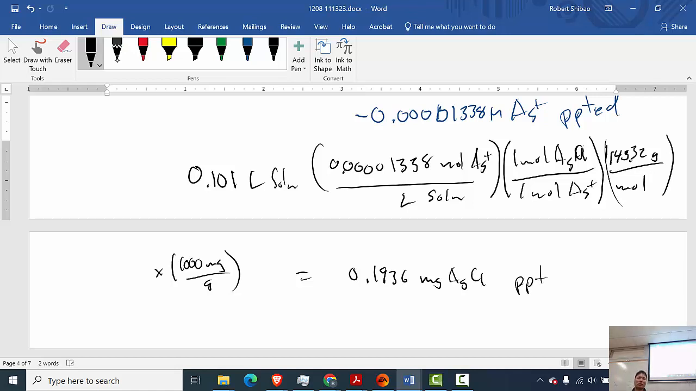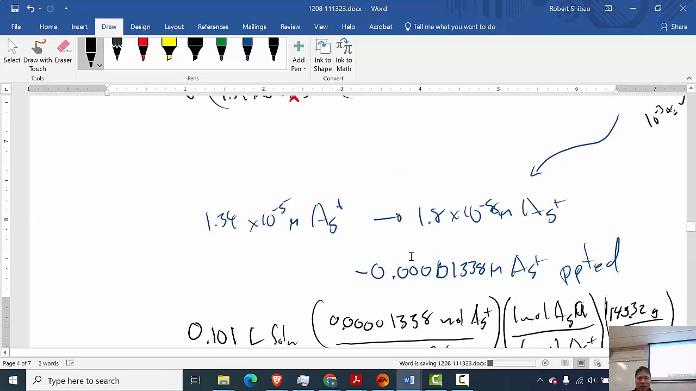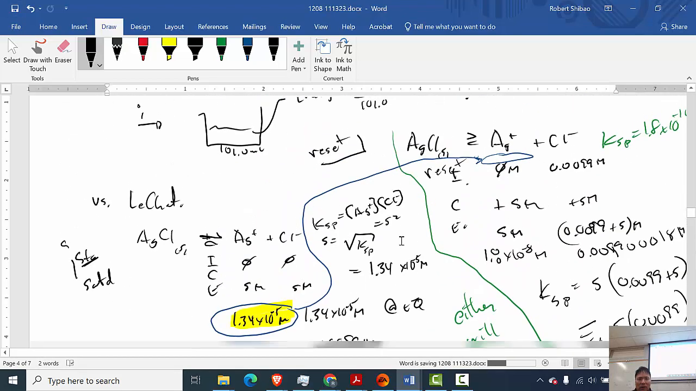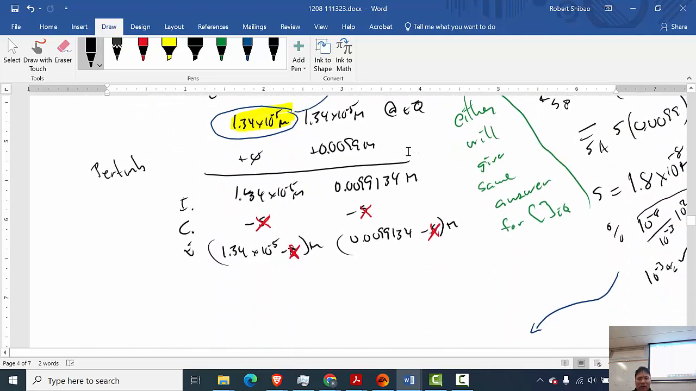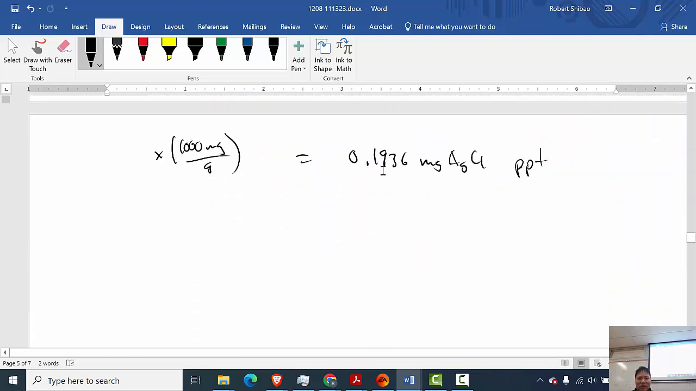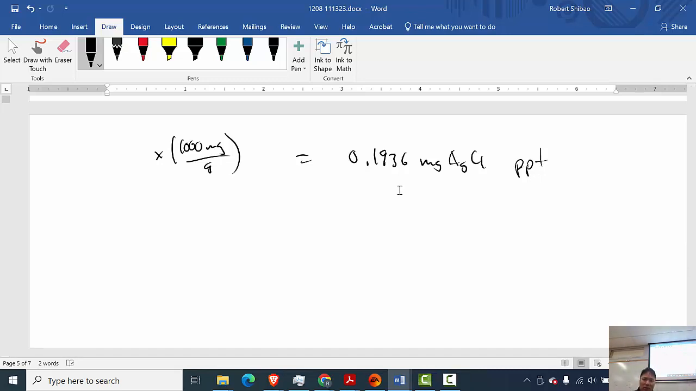Is that enough to see? Well, let's take a look. It said how much was required to be visible. It said 1 milligram was required to be visible, and we only have about 0.2 of a milligram. So unfortunately we can't see it. So the answer is no. This is too little to be visible.